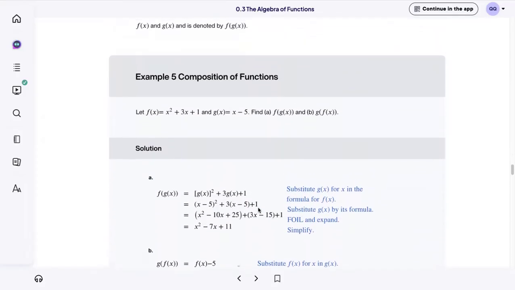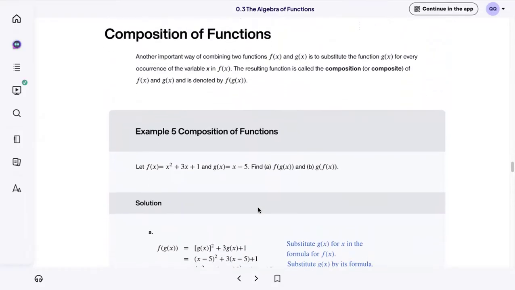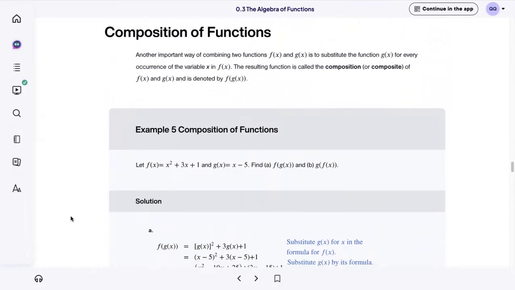Okay, composition of functions. So this is a bigger concept. We have two functions, f and g. We can compose them. We can compose f with g or g with f. What does this mean? This case means f takes g as input.